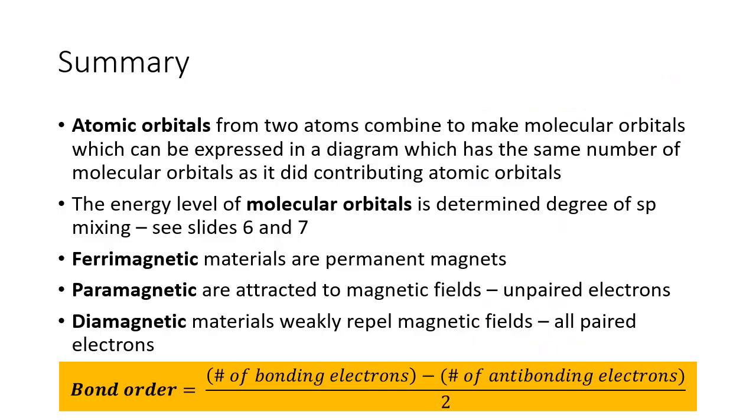To summarize, atomic orbitals from 2 atoms combine to form molecular orbitals, which can be expressed in a diagram which has the same number of molecular orbitals as it did contributing atomic orbitals. The energy level of molecular orbitals is determined by the degree of sp mixing, see slides 6 and 7. Ferromagnetic materials are permanent magnets. Paramagnetic materials are attracted to magnetic fields and have unpaired electrons, and diamagnetic materials are weakly repelled by magnetic fields, and they have all paired electrons. Bond order is determined by taking the difference between the number of bonding electrons and the number of antibonding electrons and then dividing by 2. Bond order of 0 means it won't bond.